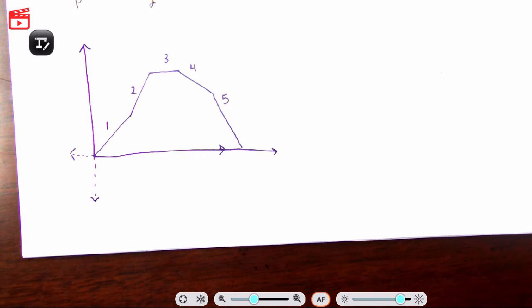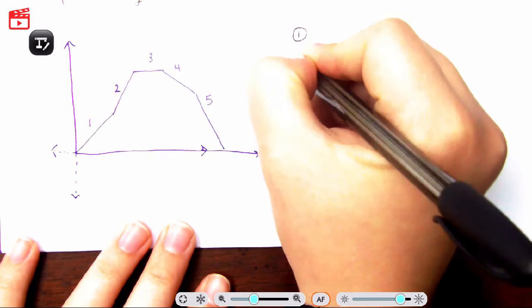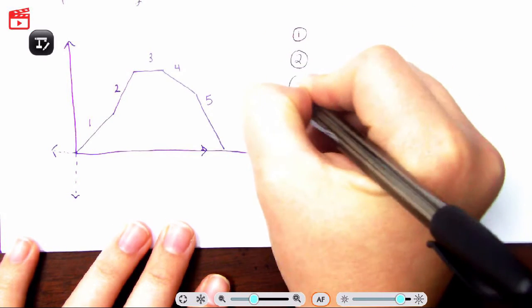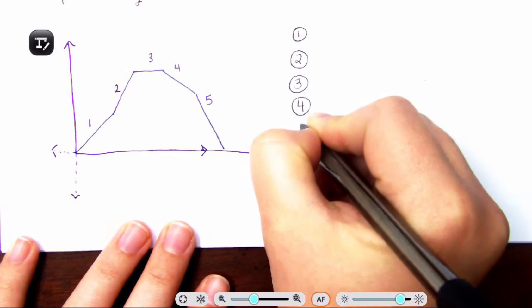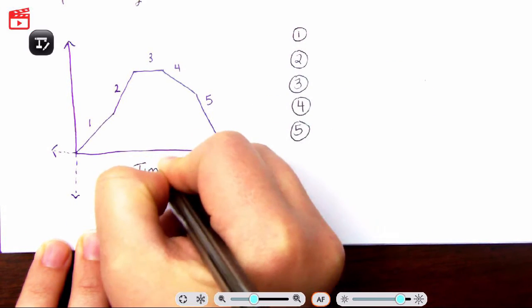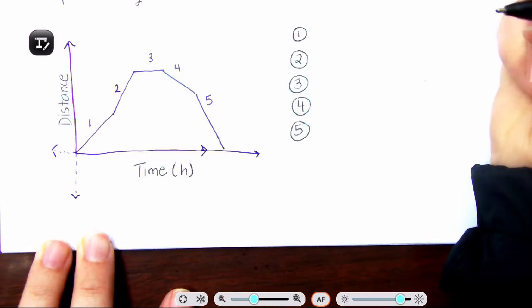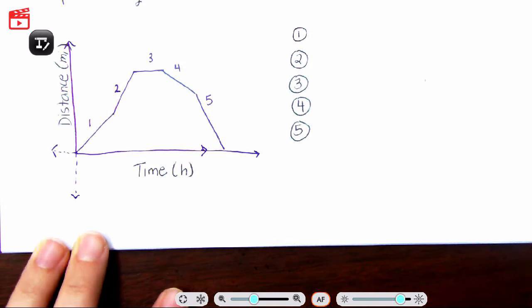So what you're looking for when you have a question like this is what's happening in 1, what's happening in 2, what's happening in 3, what's happening in 4, and what's happening in 5. Down here is going to be your time. You could be in minutes, hours. Let's do hours on this one. And this right here is going to be your distance, and that could be feet, miles, yards. Let's do miles.